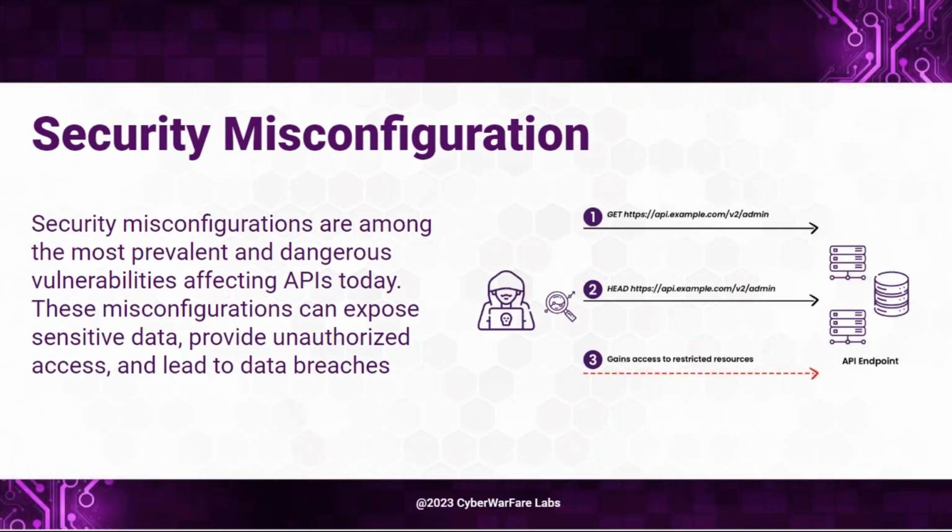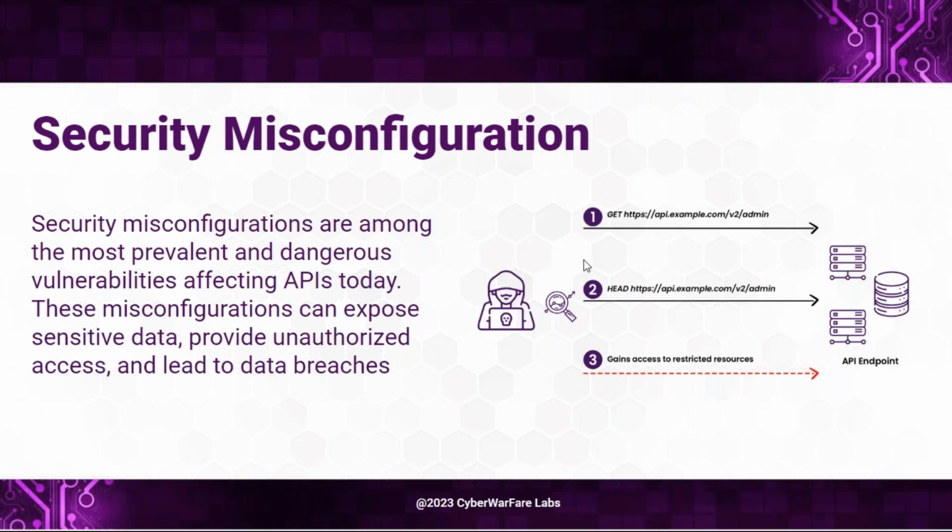Next, we move on to security misconfiguration. This happens in every API which is not configured properly. Security misconfigurations are among the most prevalent and dangerous vulnerabilities affecting APIs today. These misconfigurations can expose sensitive data, provide unauthorized access, and lead to data breaches.